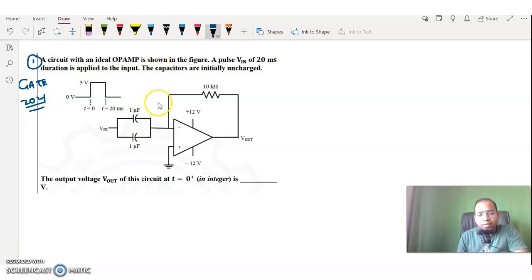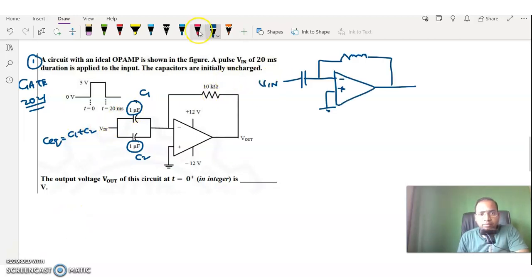Okay. So now how to solve this one is that if you look at both these two capacitors, that is 1 microfarad here and 1 microfarad here, both these two capacitors are in parallel. So for example, let's take them as C1 and C2. If the two capacitors are in parallel, then the equivalent capacitance can be taken as C1 plus C2. Okay, so now this circuit we can redraw like this, and this equivalent capacitance can be taken as 2 microfarads, and it is as usual the 10 kilo ohms, and it is the output voltage.